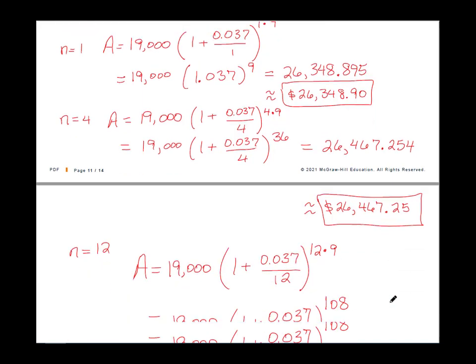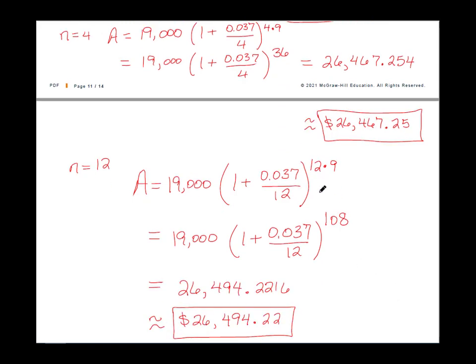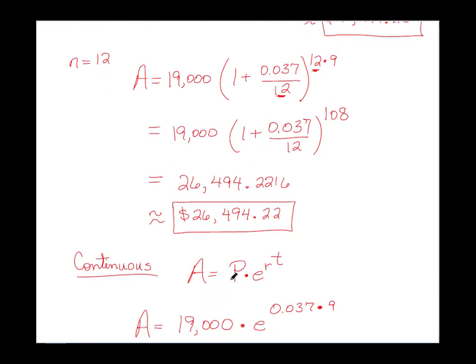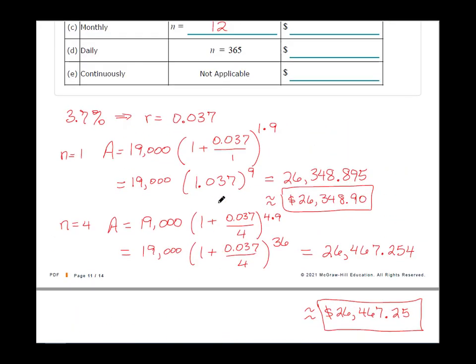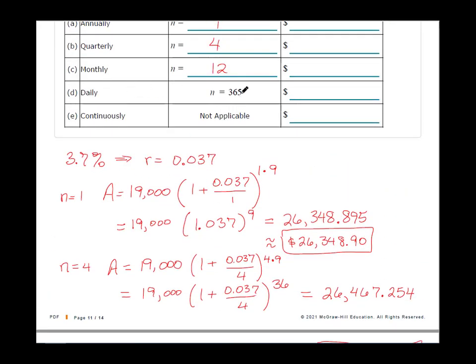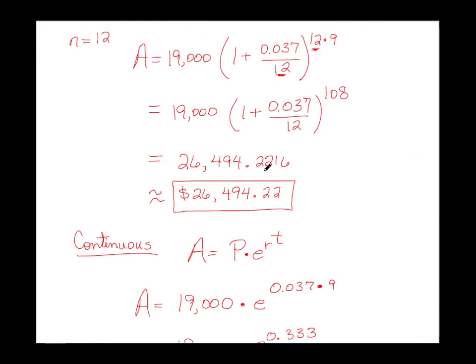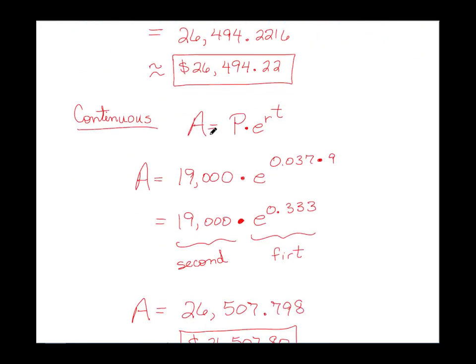For n equals 12, you just repeat this, and the only difference in the formula is the 12 there and the 12 there. And you simply grind through just like before. Now, I didn't do the one for daily, but that would just be n is 365. When we talk about continuous compounding, we get a different formula.